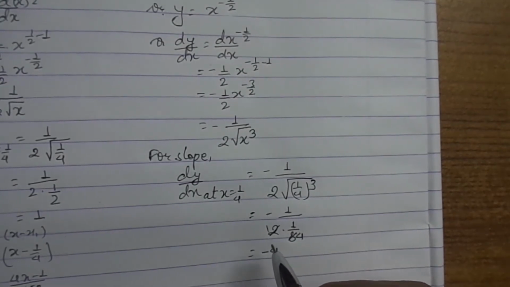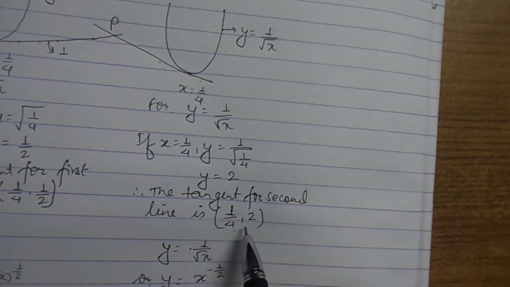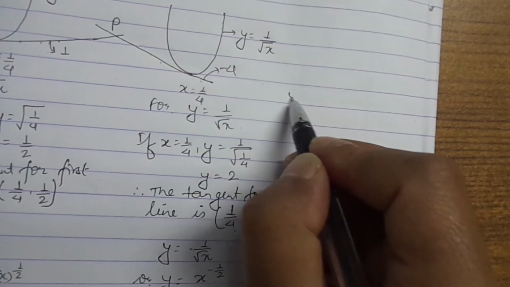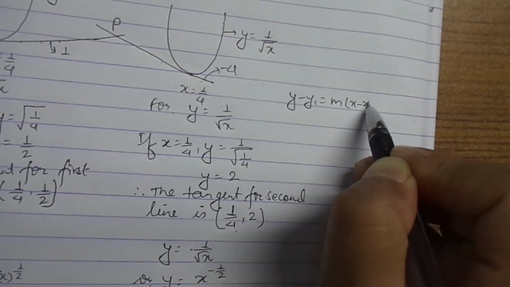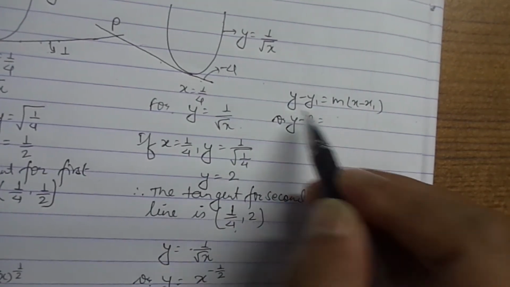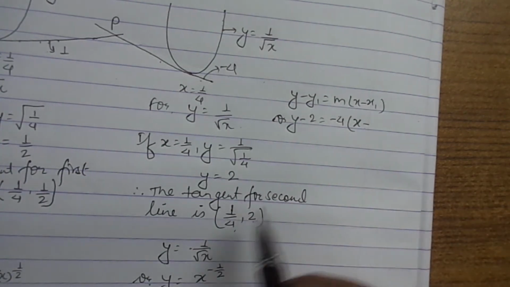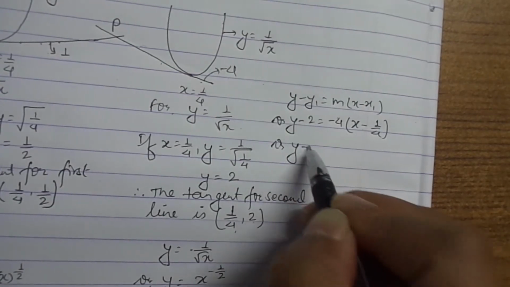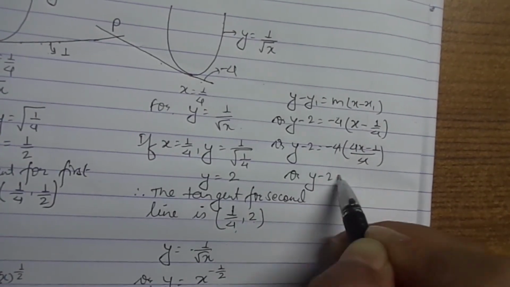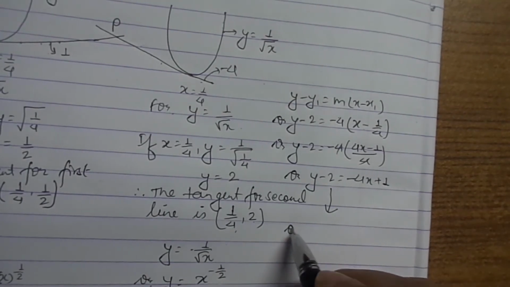Then we need to find the equation of this tangent. The point is 1 upon 4 comma 2, and the obtained slope for this line is minus 4. Then we will use the equation y minus y1 equals m times x minus x1. y1 is 2, slope m is minus 4, and x1 is 1 upon 4. So y minus 2 equals minus 4 times x minus 1 upon 4; the 4 cancels, so y minus 2 equals minus 4x plus 1.